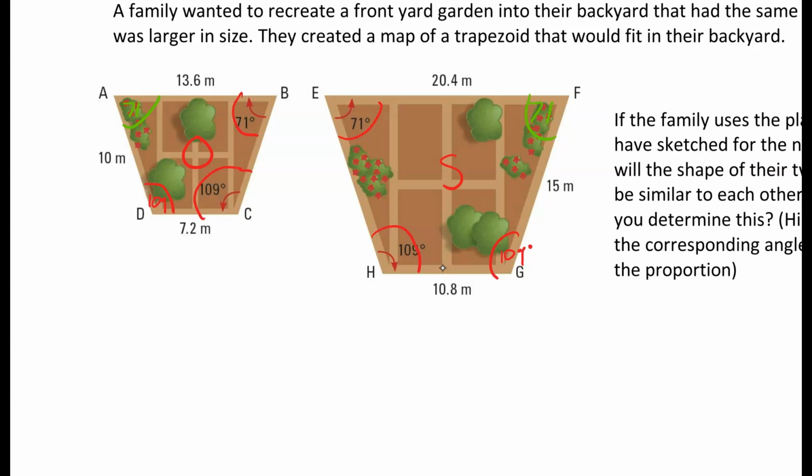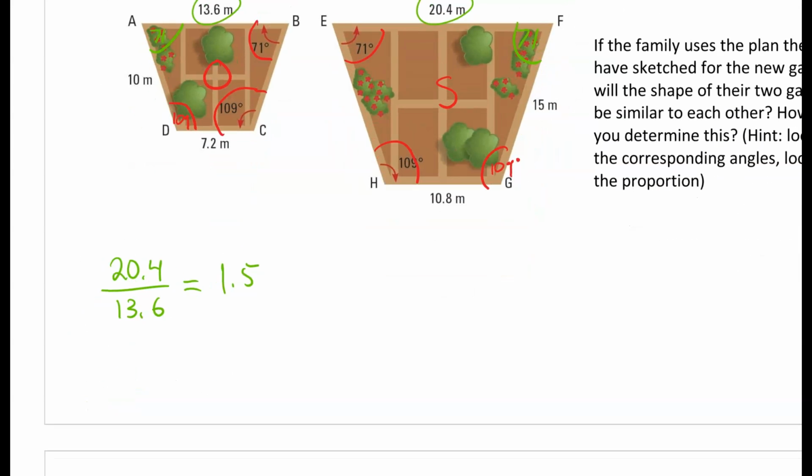The next thing that we should look at is, do the lengths of the line follow the same scale factor? Well, we can do our top and our top. So if we go 20.4 over 13.6, and we do 20.4 divided by 13.6, we will get 1.5. If we did our side length on the left, so of 10, which would match up with this 15 over here, and we did 15 divided by 10, we'd get 1.5 again, showing that our scale factors are the same.